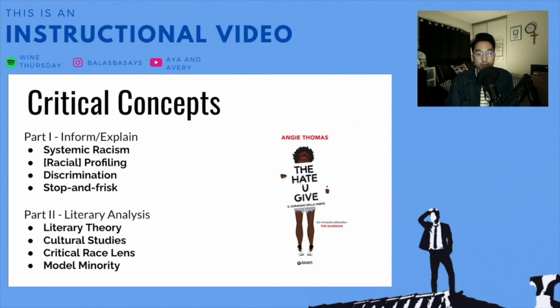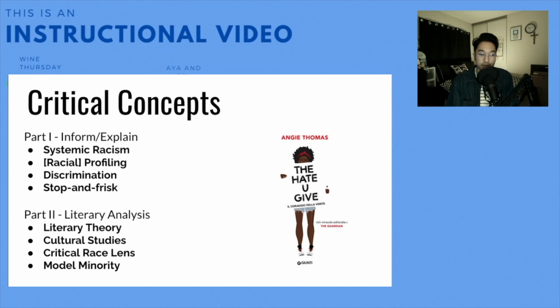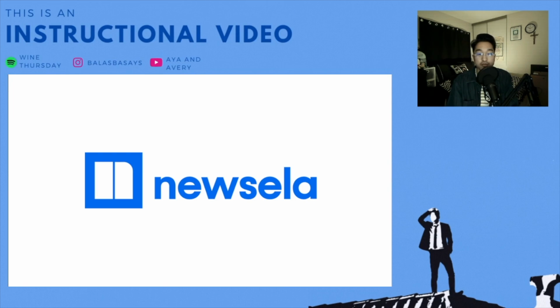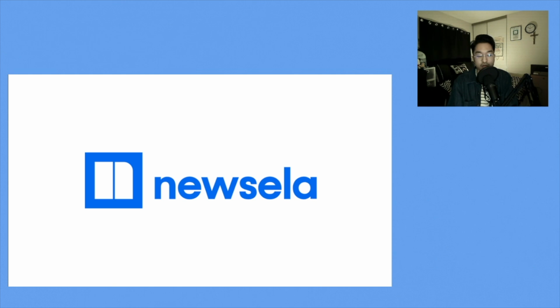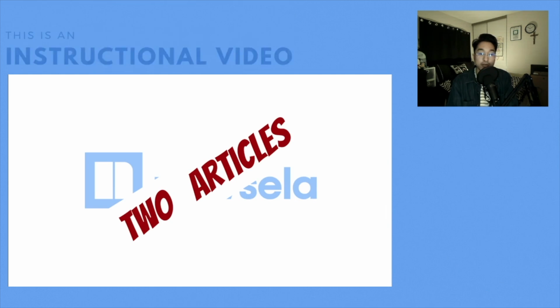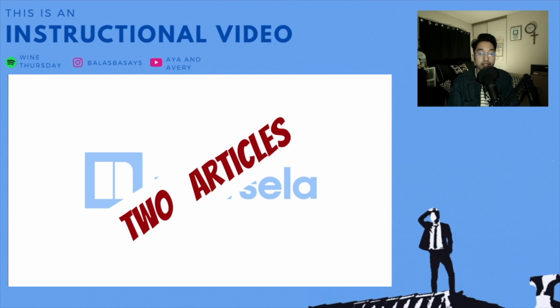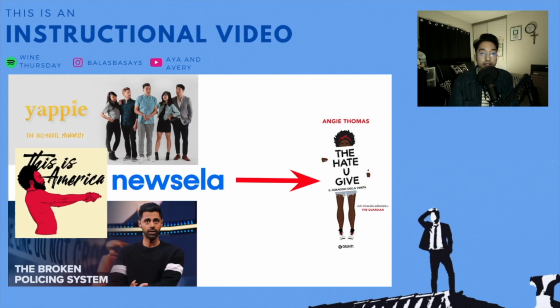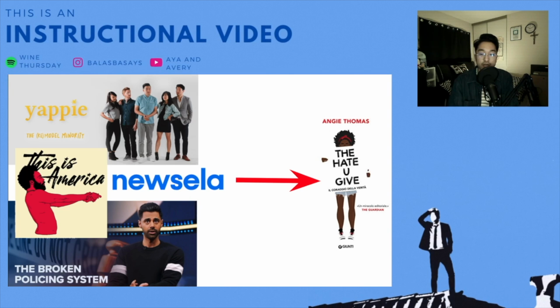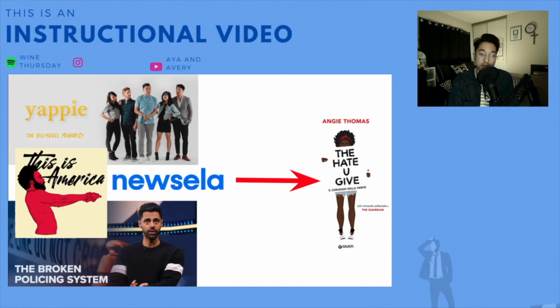And to get us started with part one, the informative explanatory part of this unit, we're going to be referring to Newsela. Some of you may have used this database before in other classes, maybe in middle school as well. And we're going to start off with two articles to help us define systemic racism, racial profiling, discrimination, and stop and frisk. Then we'll look at a few other media sources before we start our anticipation guide and reading of The Hate U Give. So all of these things are going to help us give a better understanding of these big ideas that we're going to be looking at that Angie Thomas writes about in her novel.